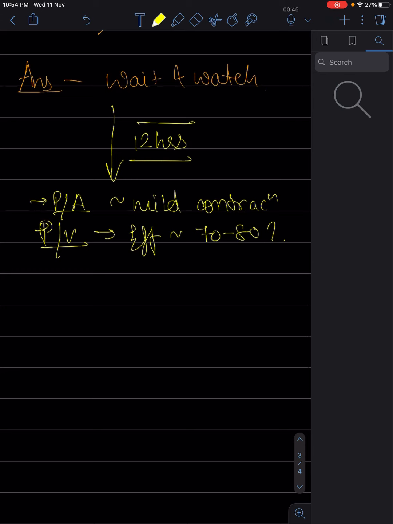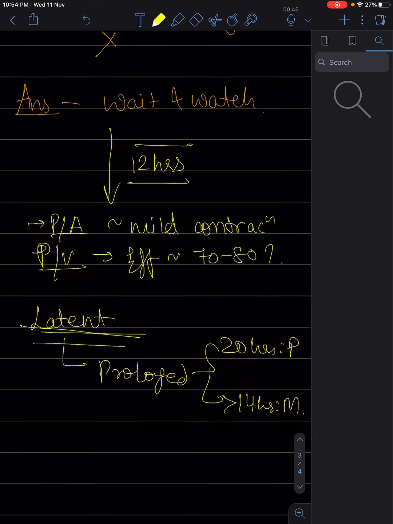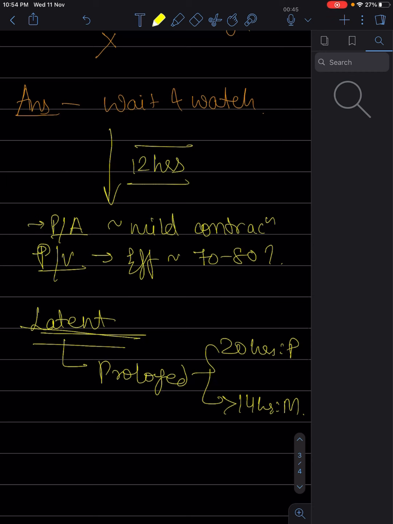No, because a latent phase is prolonged only if it is more than 20 hours in a primary, and more than 14 hours in a multi, right? That is the only point where you call it a prolonged latent phase, right? So you will leave the patient as such in this case, right?